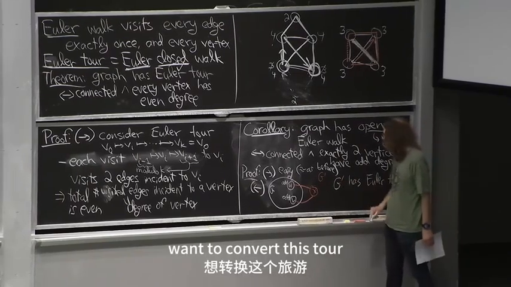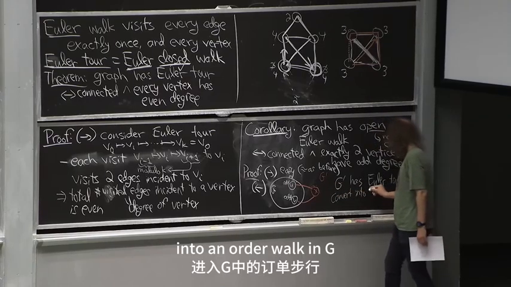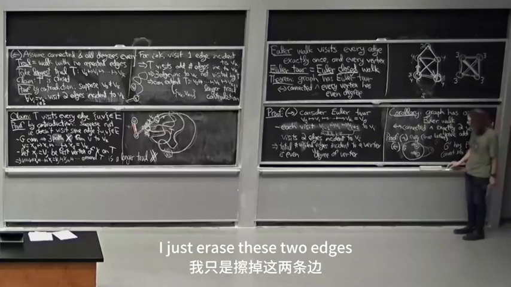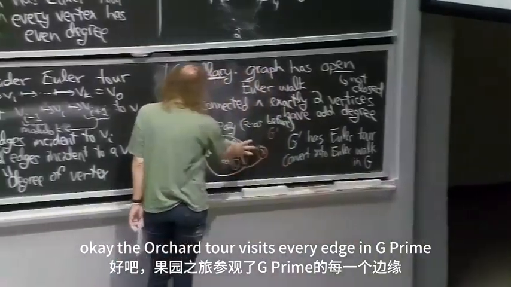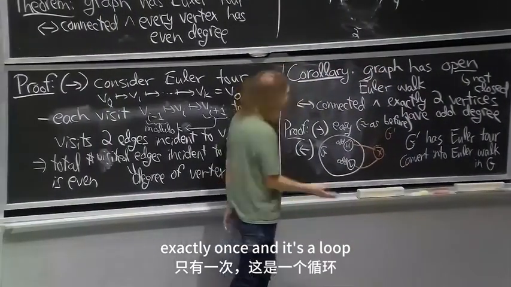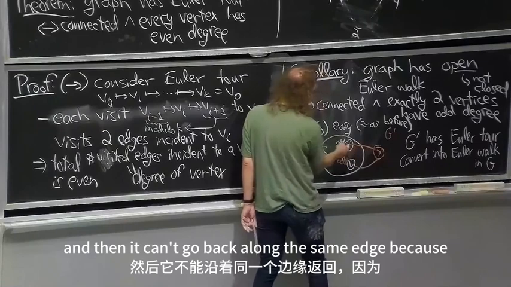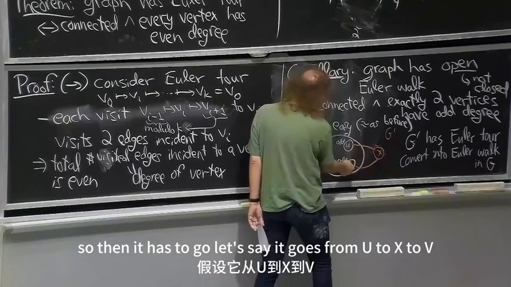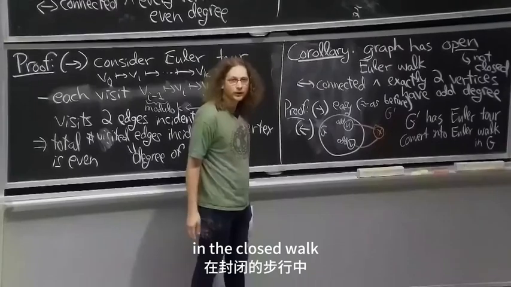And now I want to convert this tour into an Euler walk in G. How do I do that? I just erase these two edges. Okay? The Euler tour visits every edge in G prime exactly once. And it's a loop. So in particular, at some point, it crosses over, let's say, from u to x. And then it can't go back along the same edge because you can't repeat edges. So then it has to go, let's say it goes from u to x to v, or it might go from v to x to u at some point in the closed walk, in the tour.